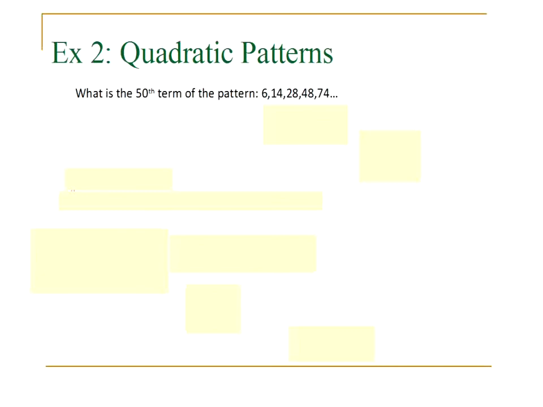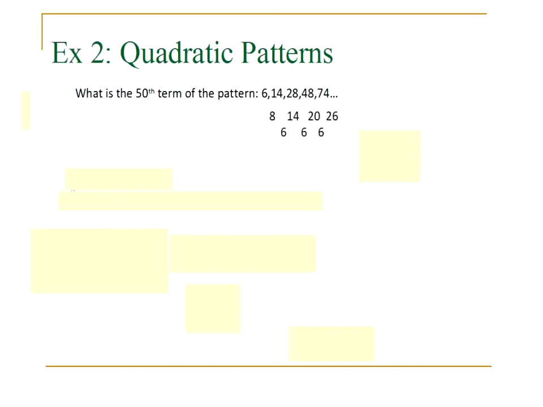So let's take a look here. What is the 50th term of the pattern 6, 14, 28, 48, 60, or 74? So I can continue this pattern. It would take a little bit of time, but I could do that. You're not going to have a chance to do that on the midterm or the final. You're expected to find the equation. And to find the equation, you need to know what type of pattern you have.